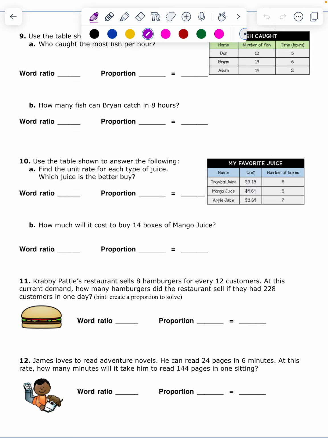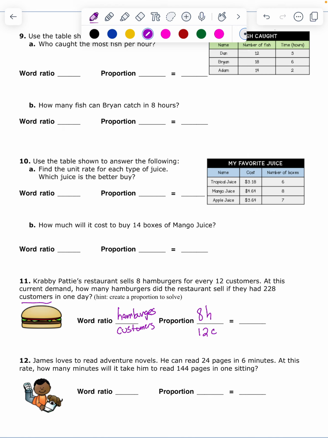Going over question 11. Krabby Patty's restaurant sells 8 hamburgers for every 12 customers. At this current demand, how many hamburgers did the restaurant sell if they had 228 customers in one day? My word ratio is hamburgers to customers. My proportion is 8 hamburgers to 12 customers.